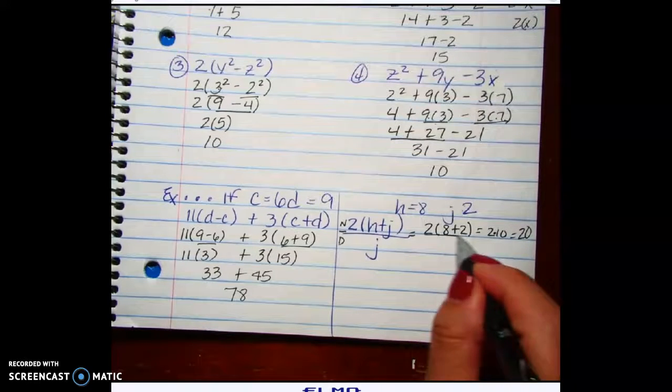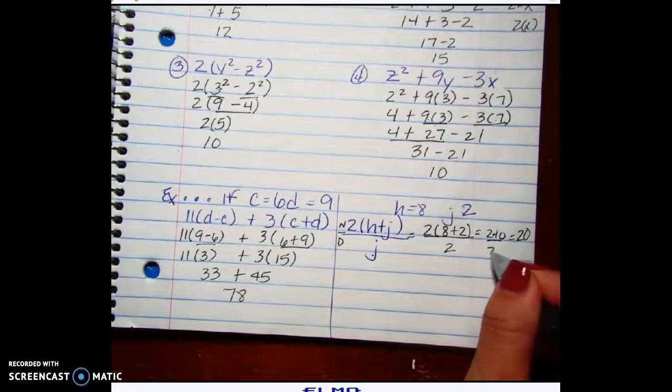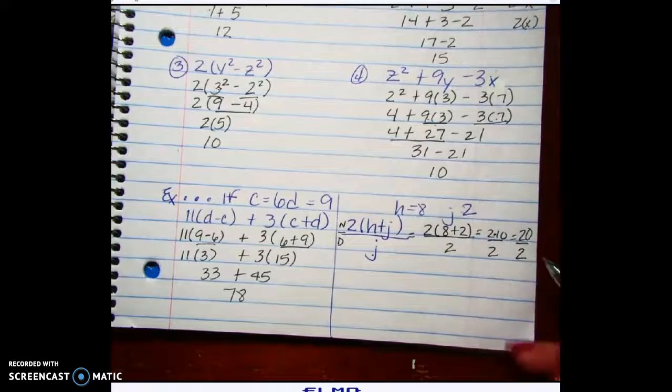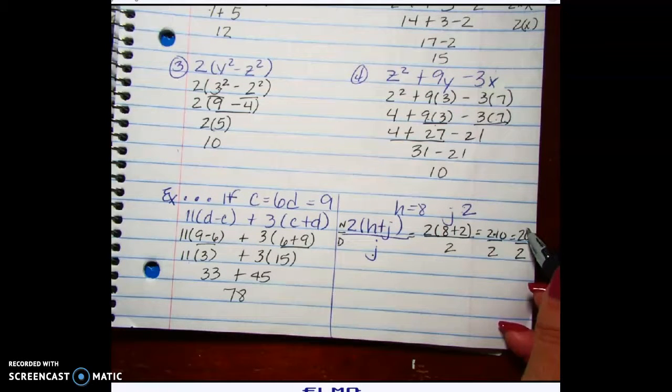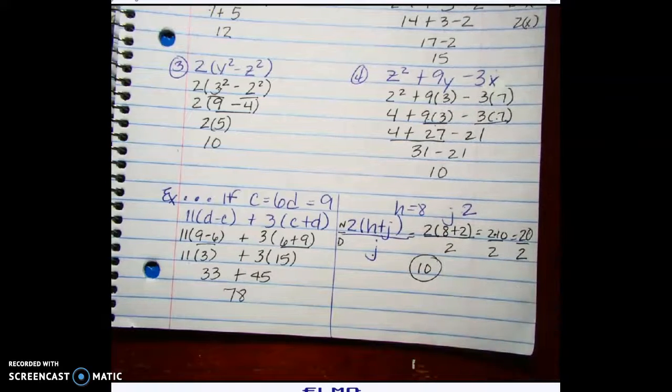So that was the top. Now the bottom, oh, it's just j. So it's 2. Remember, this is a division problem. 20 divided by 2 is 10. And there's your answers.